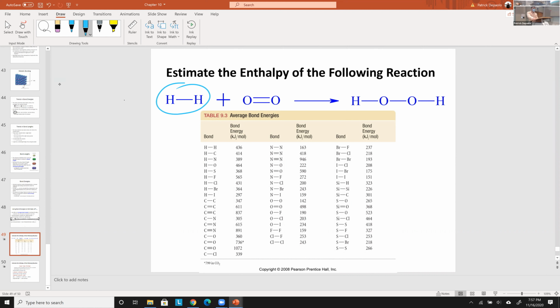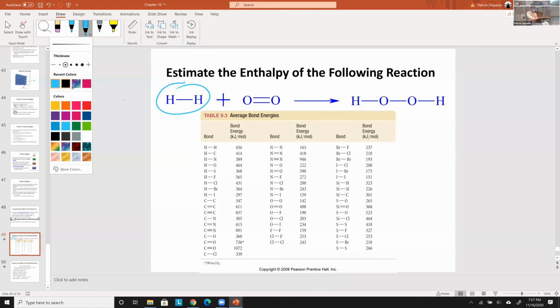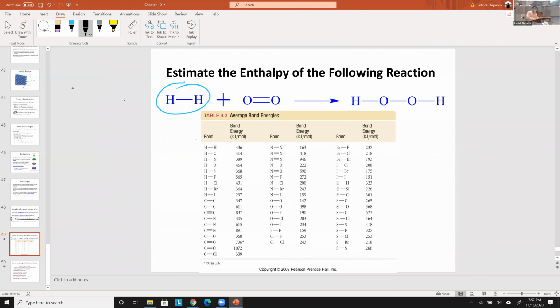Bonds broken, H-H, and assume all the bonds will be broken. What's H-H? H-H is 436. So 436 plus O2, so it's O double bond O. We have to go all the way over here, and we get 498. That's the bonds broken. Then minus bonds formed, we have 3 bonds formed. We have 2 OH bonds, this is 1, this is 2. OH is 464, so 2 times 464, plus the OO single bond.